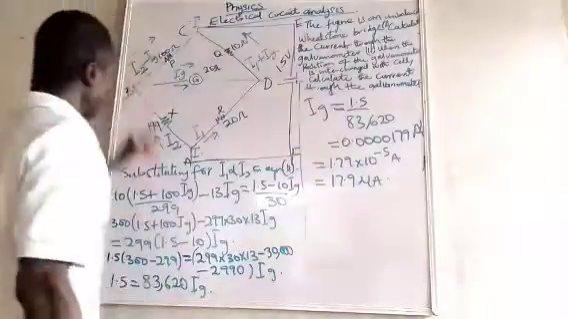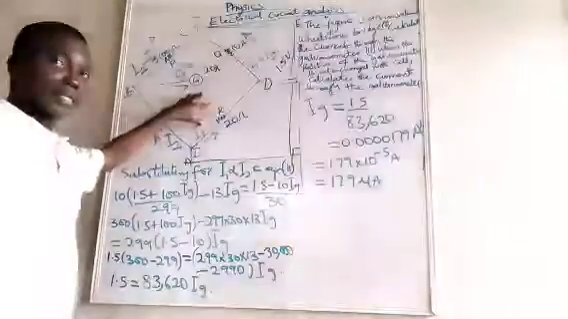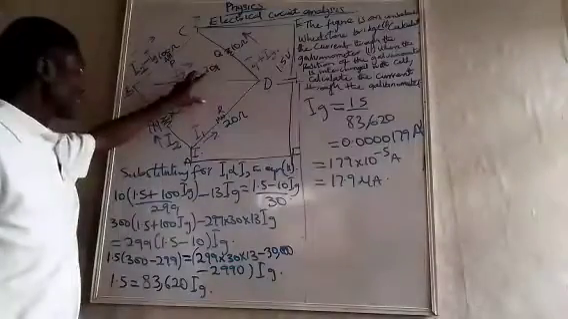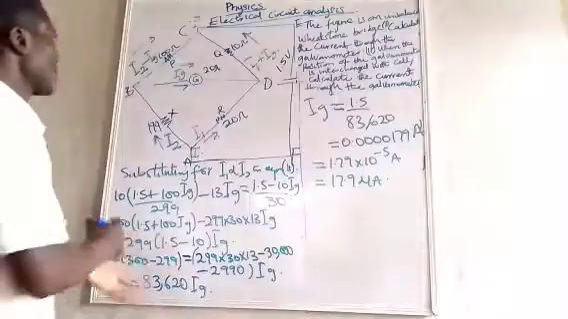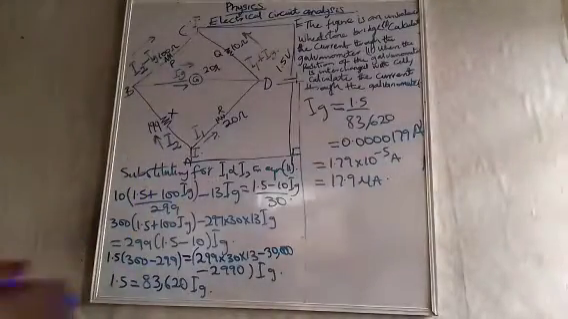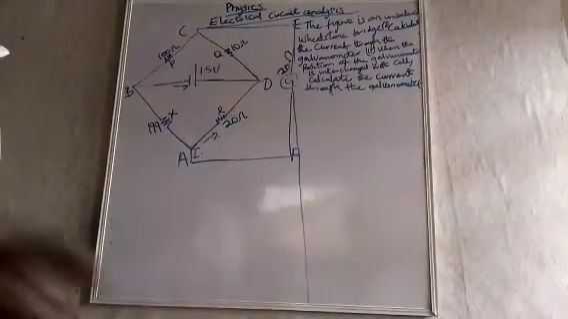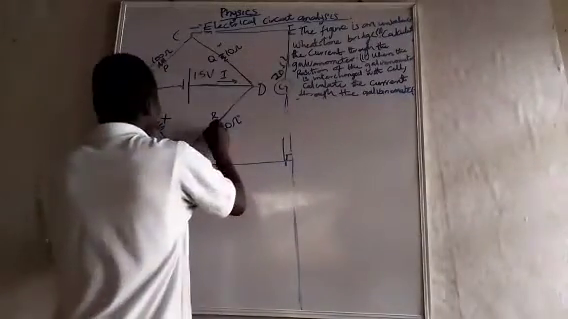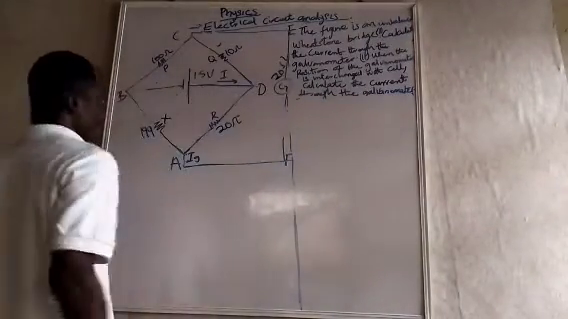So that is the current that flows through the galvanometer where it is fixed in the center like this. Now let's see where it is interchanged. What will be the current through it? Now let's take it loop by loop. We have interchanged the galvanometer and the cell.